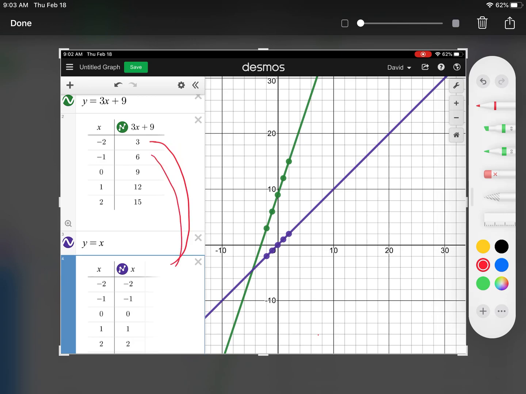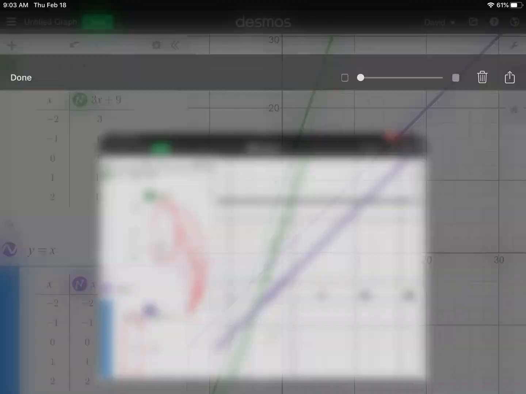Do I see 6, negative 1? No. Do I see 9, 0? No. 12, 1? No. 15, 2? Of course not. None of these values over here match these values here, right? So I can't really check, can I? No. Let me try a different approach.